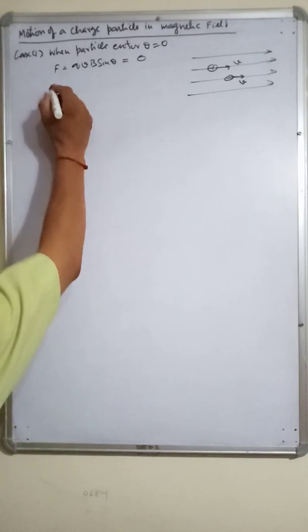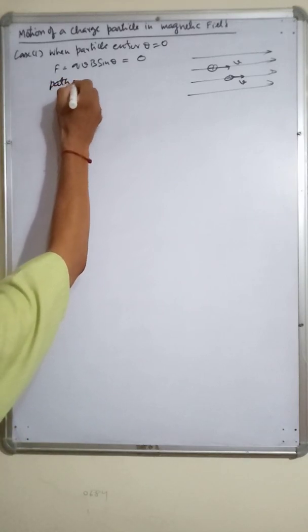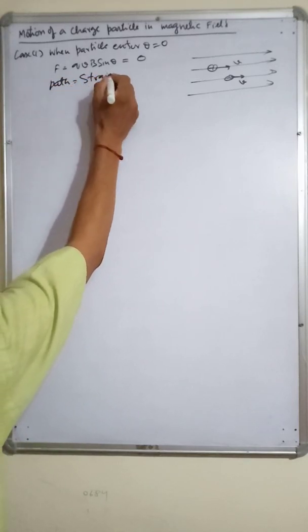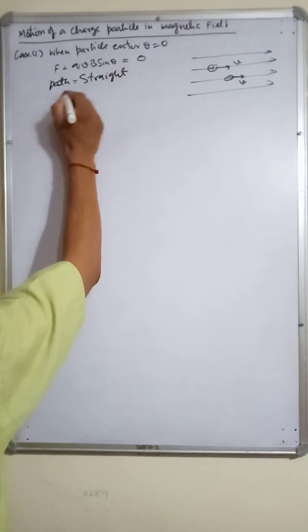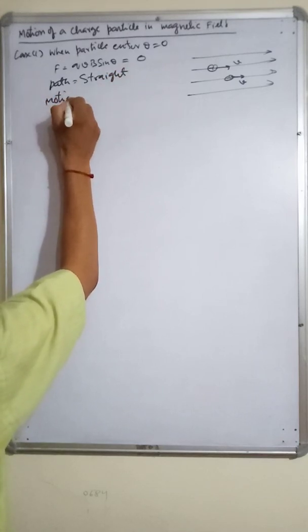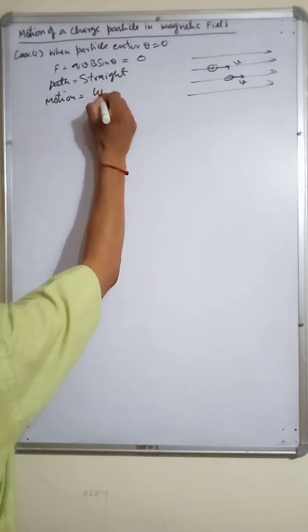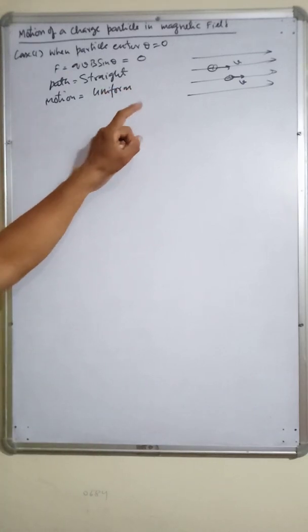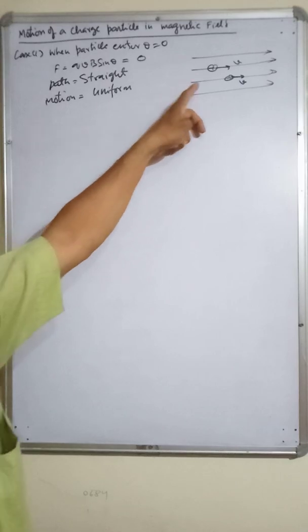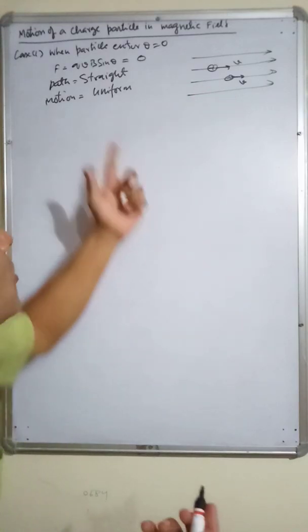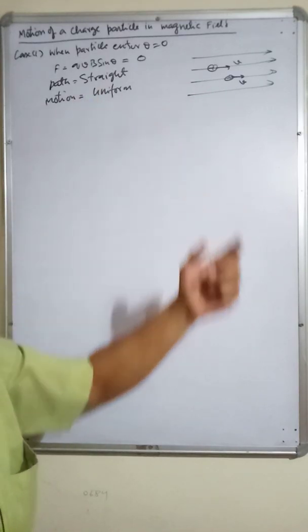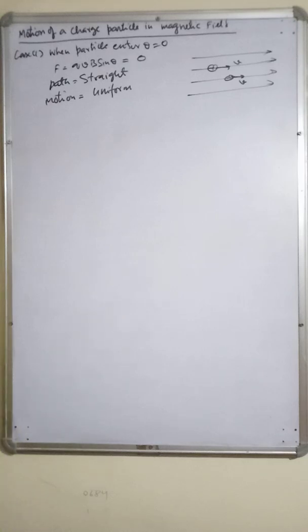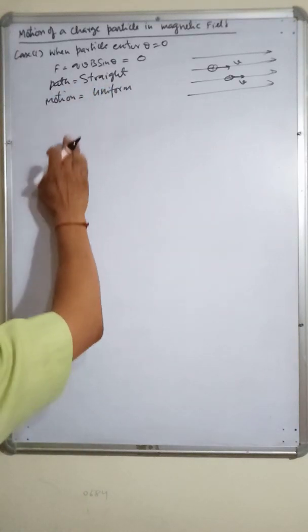So its path will be straight, and the motion will be uniform, meaning its velocity will be constant. Although it is moving, the force is 0, and if the force is 0, the velocity remains constant, as we know. So its motion will be uniform and its path will be straight.